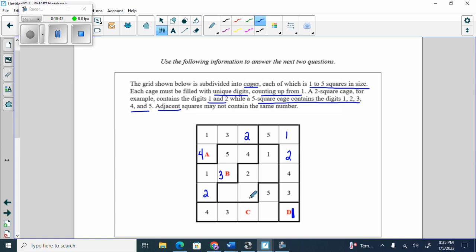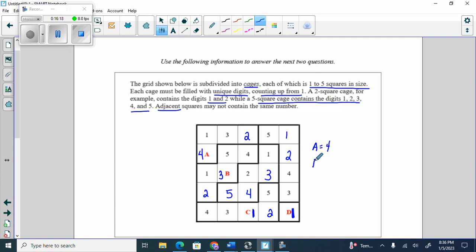This one is going to be a 3, then a 4, then a 5, and then this is going to have to be a 1 and a 2. If there's a 1 sitting here, this has to be a 1, right? This would have to be a 2, and then so on, 3, 4, 5. All right. So we know A is 4.